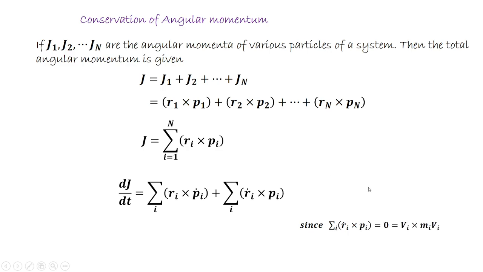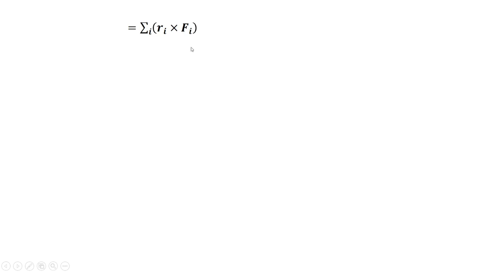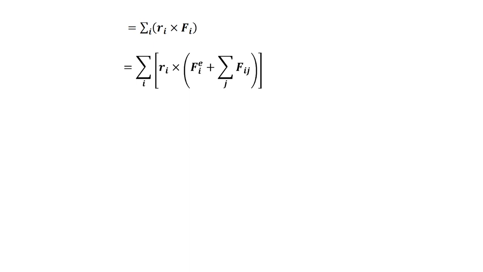So this is what we got. Here Fi is the total force on the system. We already know the total force is split into two types of force: one is external force, another is internal forces. So I'm going to split this. We already know from the many particle system: Fi equals Fi external force plus the summation of all the particle interactions. If you try to extend this, you'll get this type of expression.